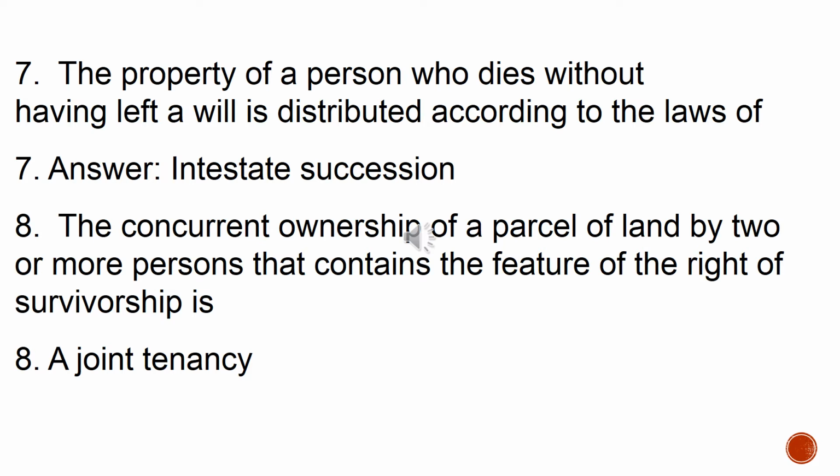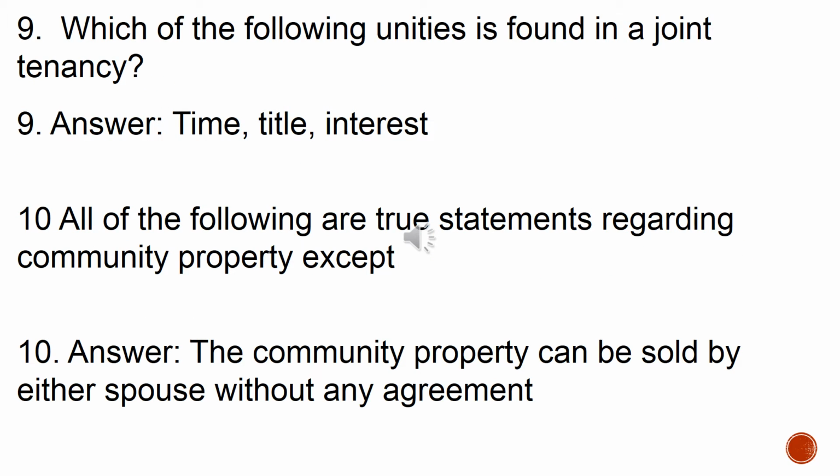Question number 8. The concurrent ownership of a parcel of land by 2 or more persons that contains the feature of the right of survivorship is? Answer: a joint tenancy. Question number 9. Which of the following unities is found in a joint tenancy? Answer: time, title, interest. Question number 10. All of the following are true statements regarding community property except? Answer: the community property can be sold by either spouse without any agreement.